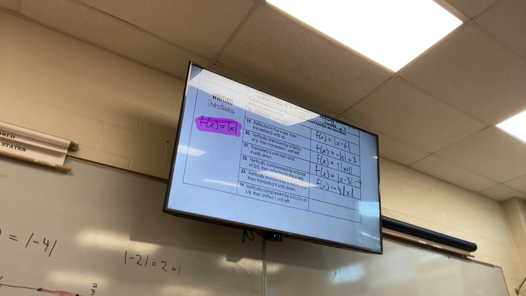All right, 23, vertically stretched by a factor of 2, translated 9 units down. The vertical stretch, where do I put that? By a factor of 2? On the outside, it's just a multiplication outside the absolute value bars, and then translating 9 units down is going to be -9 outside my absolute value bars.